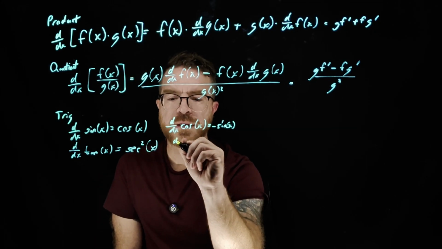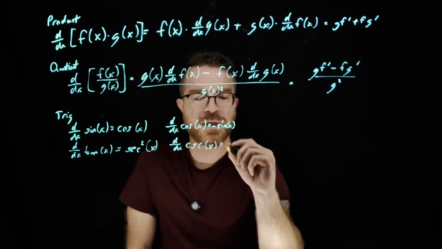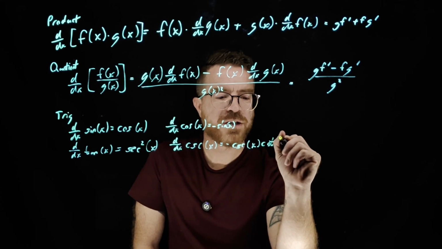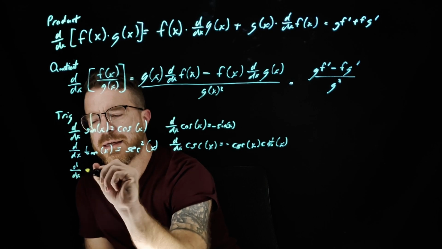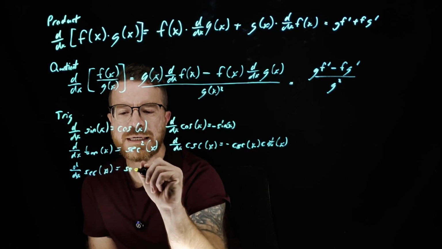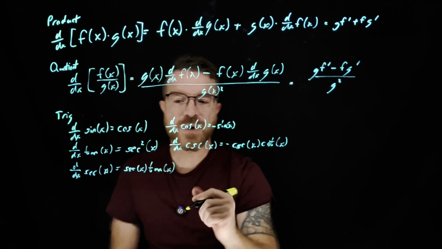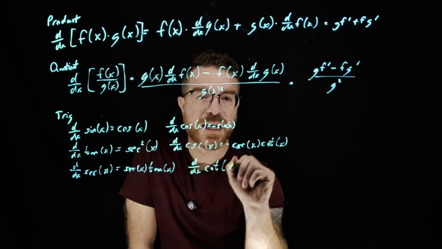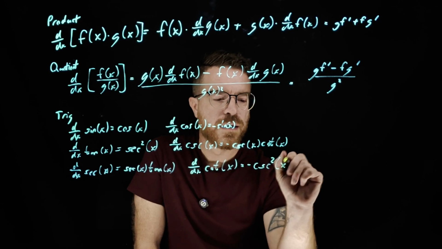And if we have the derivative d dx on cosecant of x, this is going to be equal to minus cosecant of x times the cotangent of x. If we have the derivative d dx for the function secant of x, this is going to be equal to secant of x tangent of x. And then finally, if we have the derivative d dx of cotangent of x, this is going to be equal to minus cosecant squared of x.